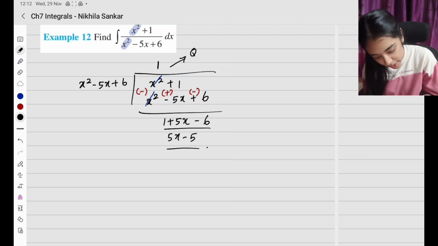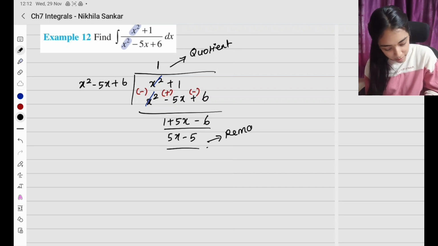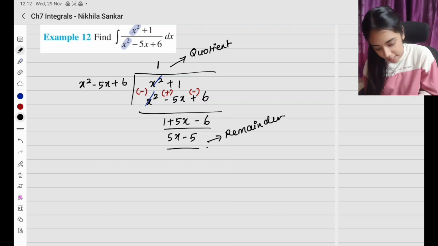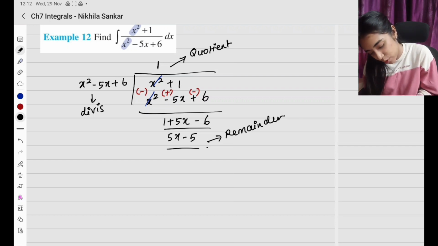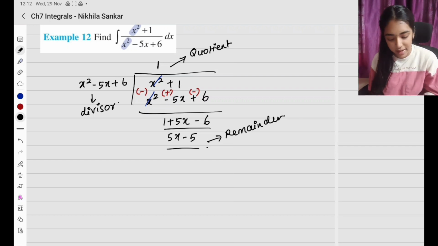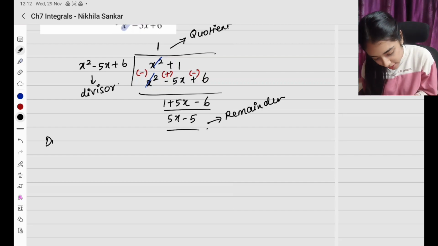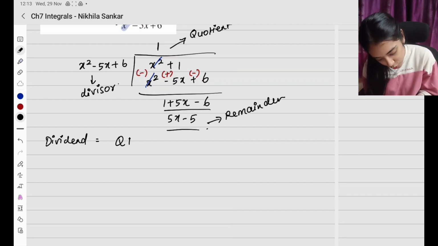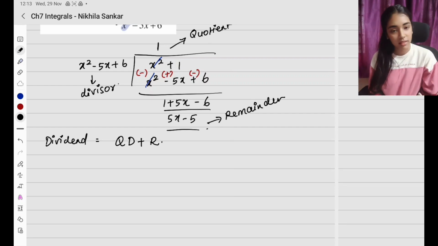So this is going to be my quotient. This is going to be my remainder and this is my divisor. இதெல்லாம் ஞாபகம் இருக்கா? இதெல்லாம் வந்து 6th standard 7th standard maths, but still I'll revise. So you know that dividend equals quotient into divisor plus remainder. In the form, ஞாபகம் இருக்கா?